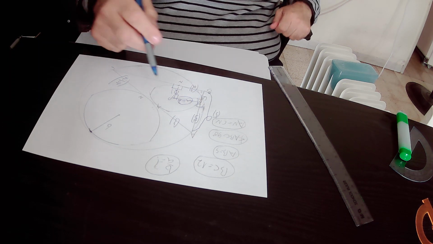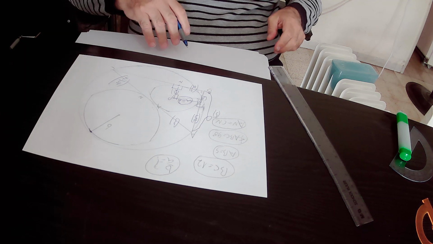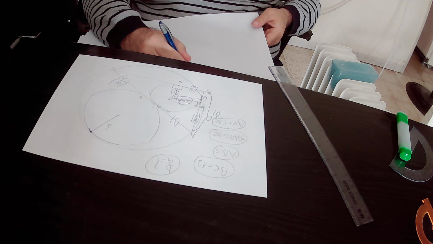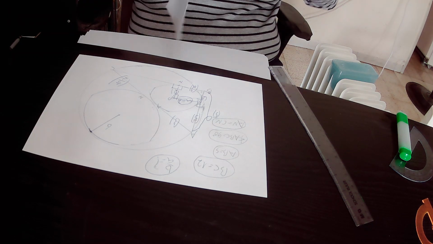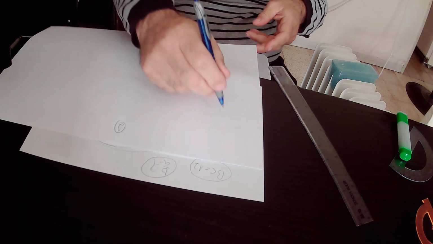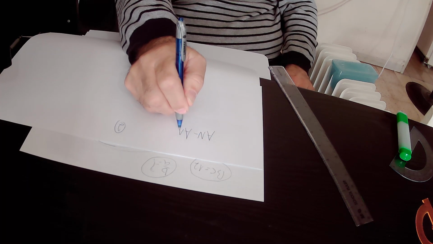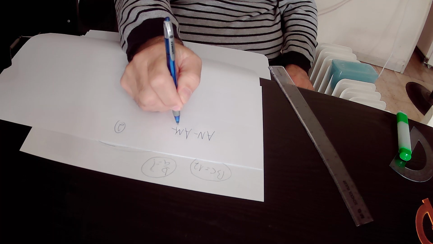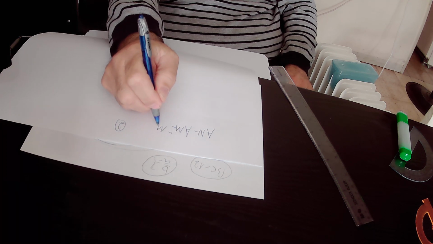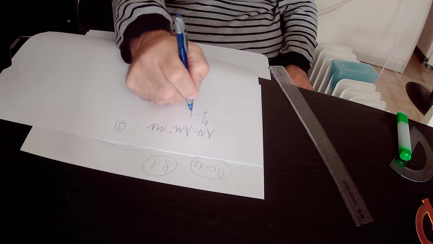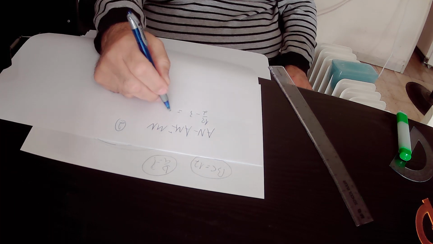So AN minus AM equals MN. Write it down. AN minus AM equals MN. AN is 13 over 2, AM is 3, and this is equal to MN.